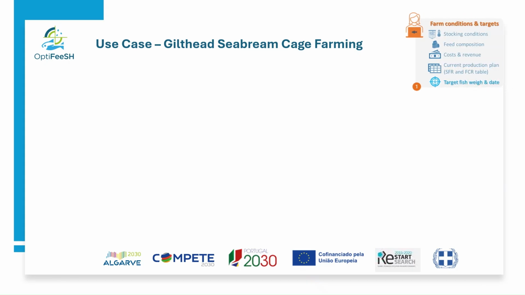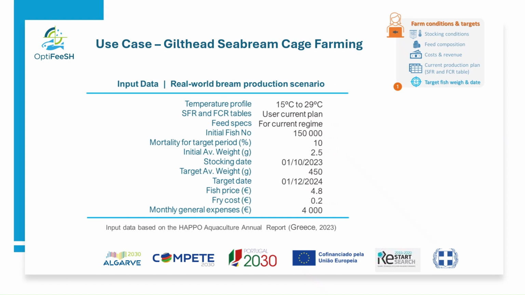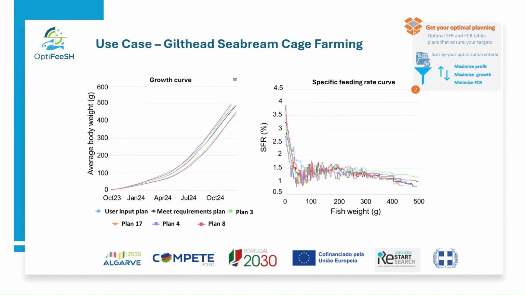Now, let's look at a case study to understand how OptiFeeSH works. First, we need to input the required data for the model engine, such as yearly temperature profile, the current SFR and FCR tables, to allow comparison with the plans created by OptiFeeSH, the feed specification including digestible energy and protein, and price, initial fish number and the mortality rate, the target growth, and you should also insert 3 economic factors to calculate profit. This is an example of the output that farmers can obtain.